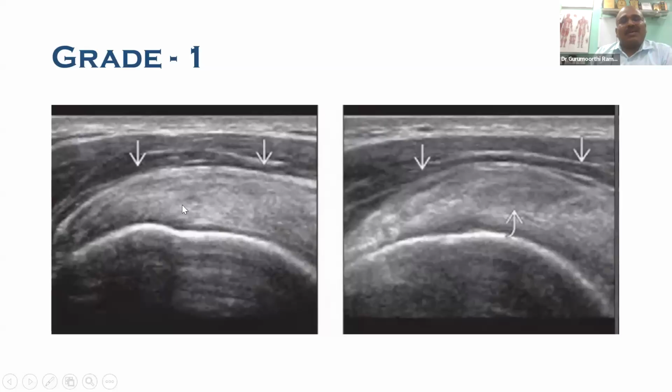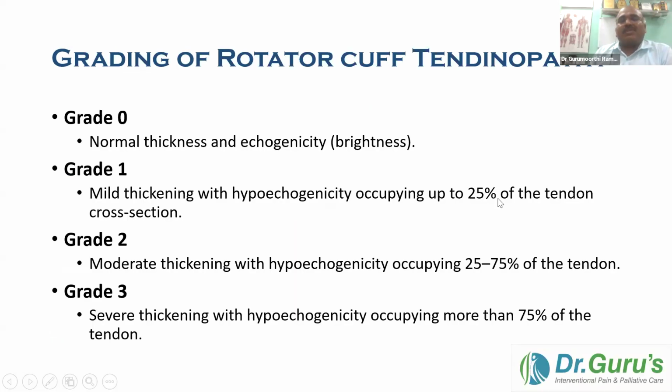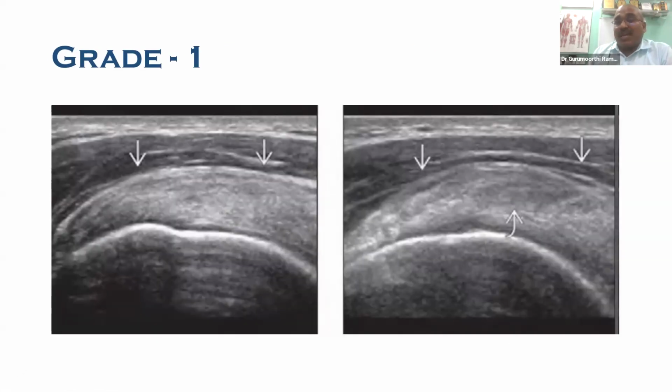So you can see loss of, there's a fibrillar pattern, you can see a lot of fibrillar patterns here, but still intermittently you can see hypoechoicity, and here you can see it's predominantly involving your middle fibers. So I had told grade 1 means 25% of the tendon's cross-section area, right? So this is grade 1. So now here I am not putting power Doppler. I had told you for rotator cuff tendinopathy, there is no role of Dopplers for grading, right?